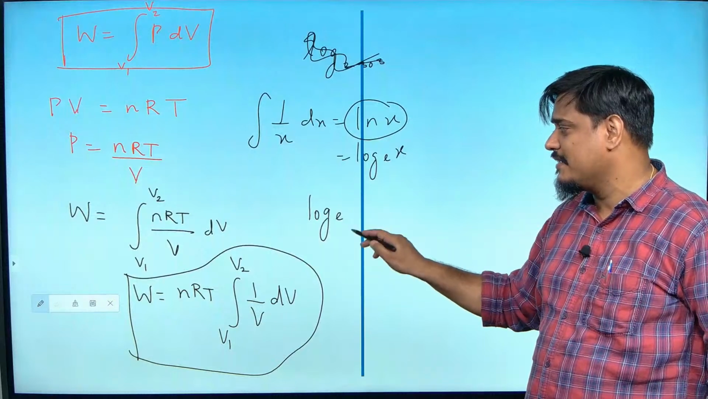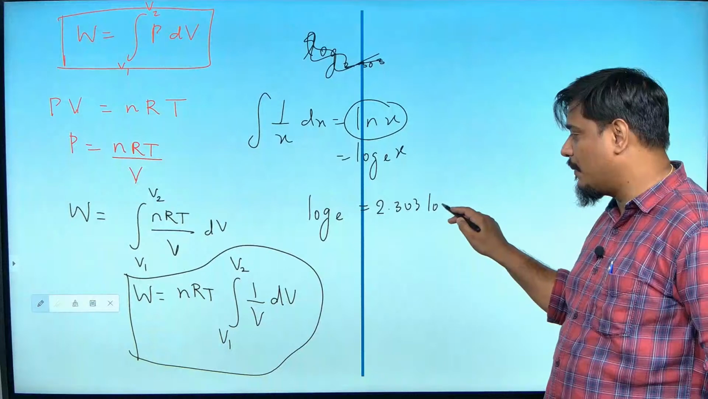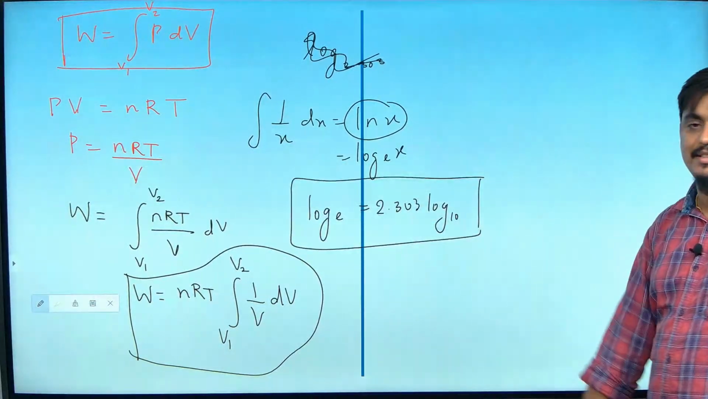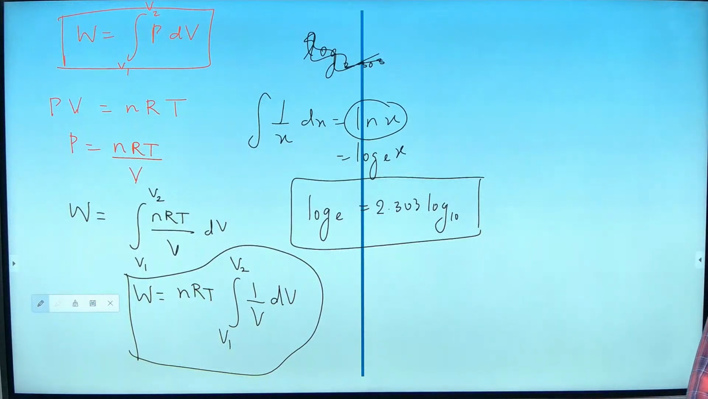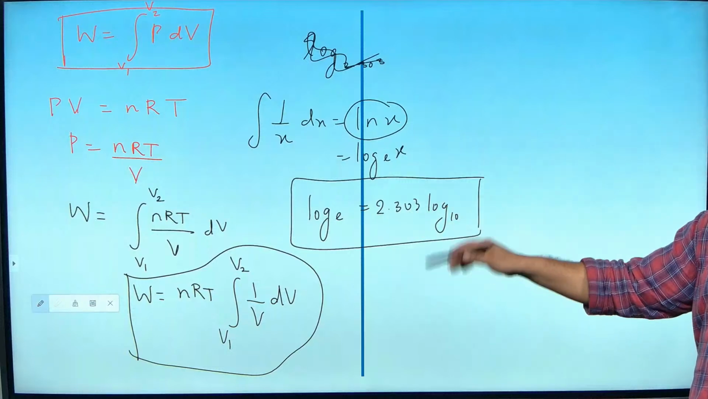Log base e is always equal to 2.303 log base 10. These are very basic things you should know from logarithm. It will be used here in today's derivation. So always remember log base e is 2.303 log base 10. And I'll come to that.